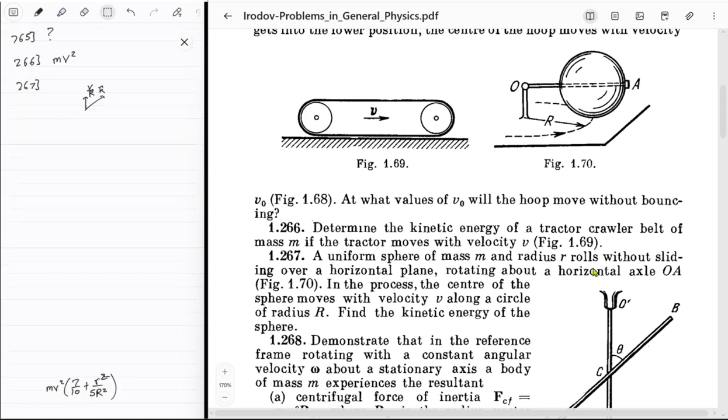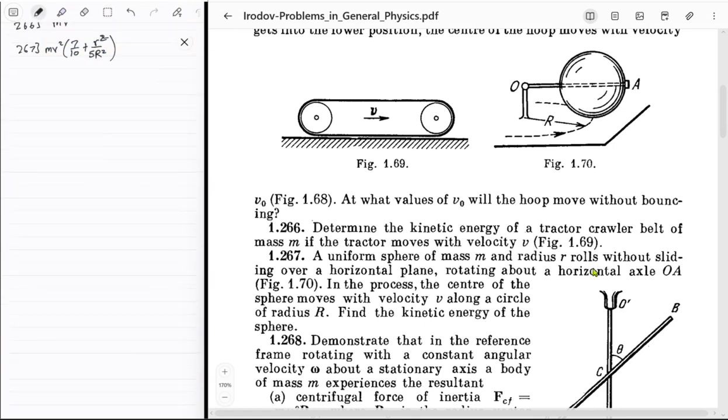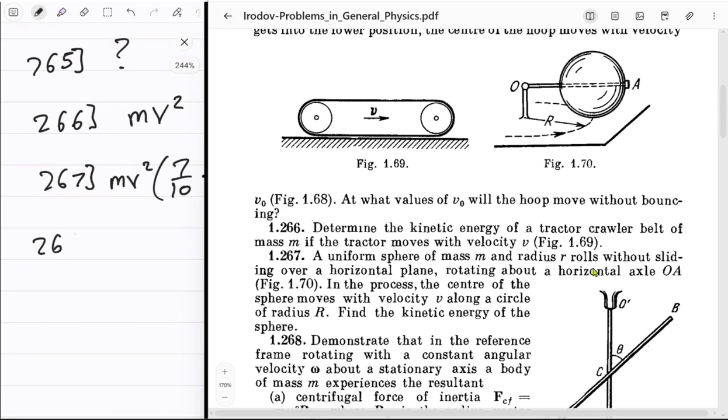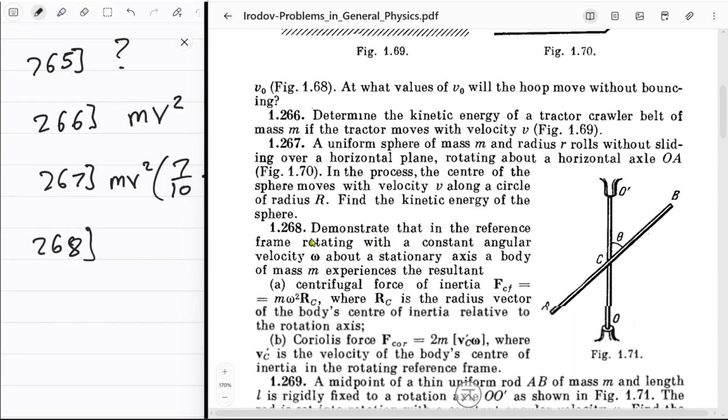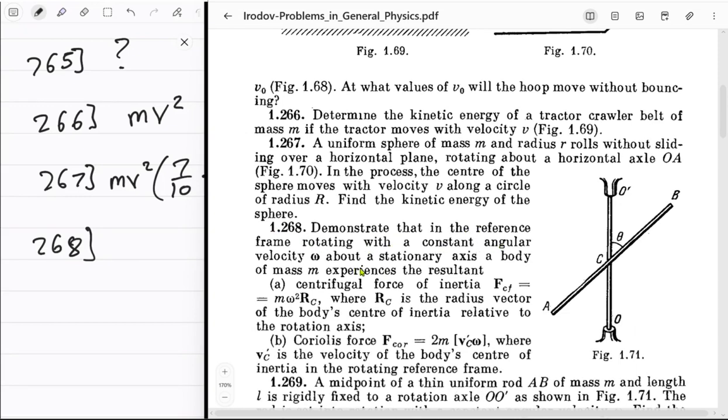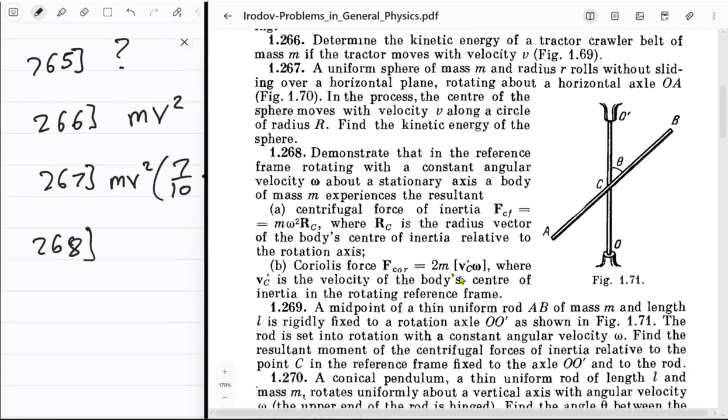This is what, 267? Okay. 268. Demonstrate that in the reference frame rotating with constant angular velocity omega about a stationary axis, a body of mass m experiences the centrifugal force of inertia F is equal to, right? Okay. Cool. And the Coriolis force F is equal to 2, blah, blah, blah, whatever.